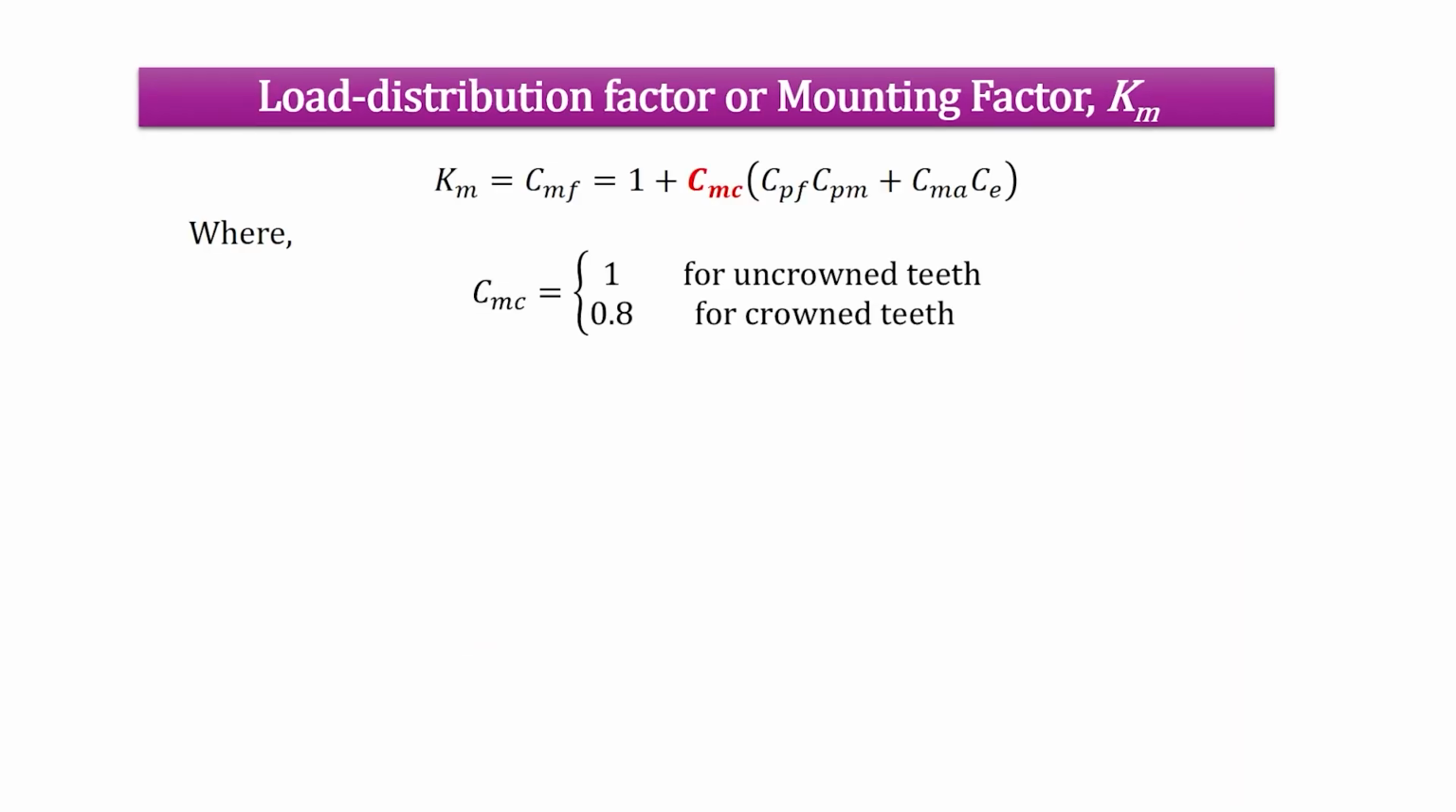The first one is Cmc. Cmc is equal to 1 for the uncrowned teeth. The uncrowned teeth is this one, and the crowned teeth is this one.